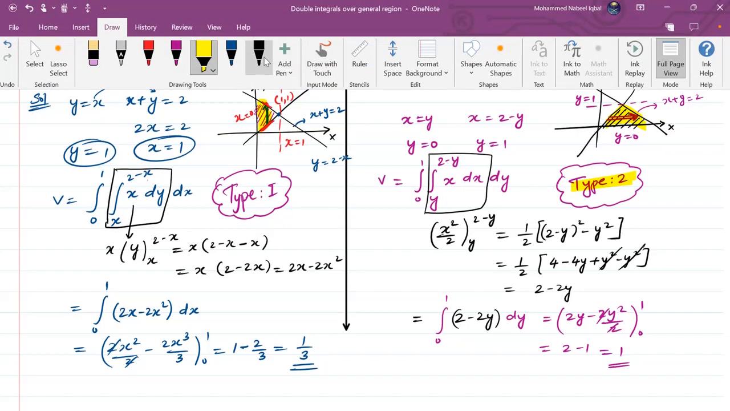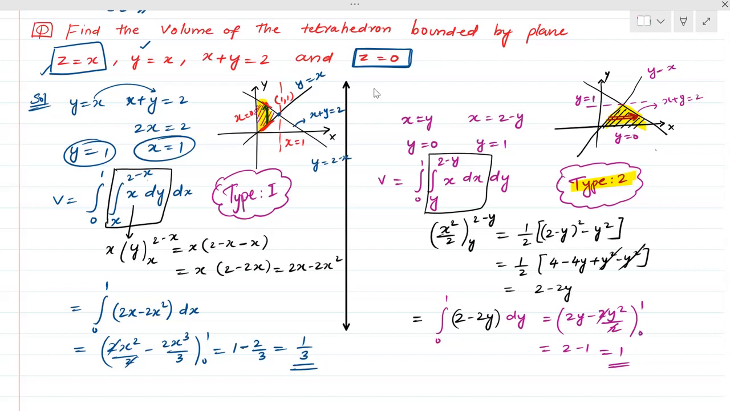Here it is the same thing. I will calculate the x limit. What is the limit of x? x goes from y to, from this line, x equal 2 minus y. So you write y to 2 minus y. And the parallel limit is y equals 0 to y equals 1. After that it is the same integration, and you will get the same answer. This is a different problem. Here we are finding this region. In the same way we are using the other triangle. Thank you.